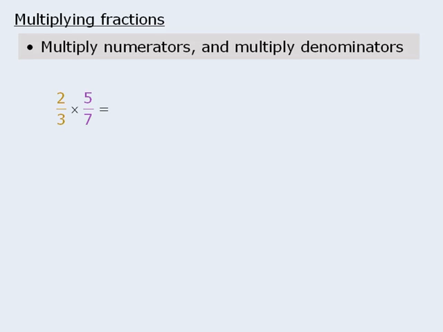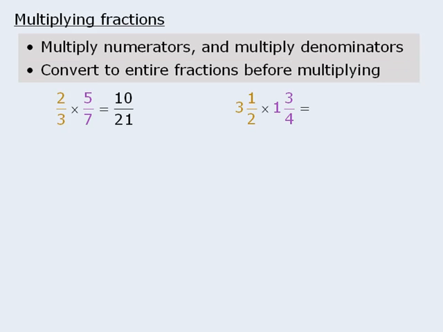So to find the product here, we multiply the numerators 2 and 5 to get 10, and we multiply the denominators 3 and 7 to get 21. What about this example? How do we handle mixed numbers? Well, the rule here is to first convert any mixed numbers to entire fractions before multiplying. So first, we will rewrite 3 and 1/2 as 7/2, and then we will rewrite 1 3/4 as 7/4.